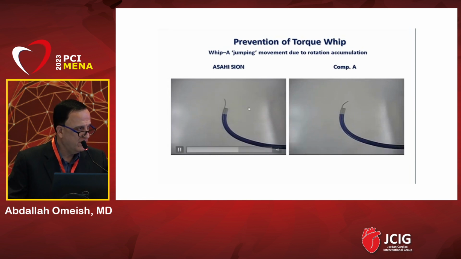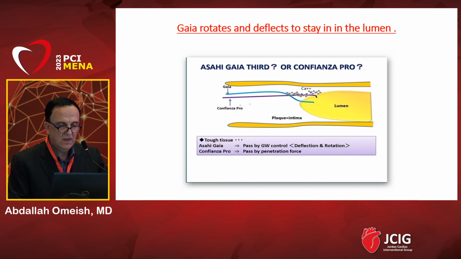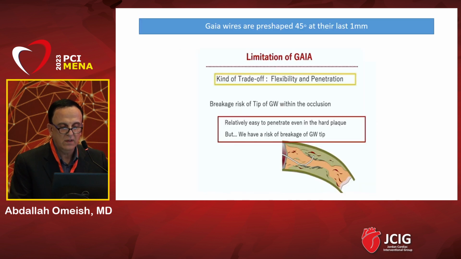This is the Gaia wire, and here we can see that it is used for directional control, and it can help as an intermediate polymeric tapered wire in many CTOs. You can see that, as opposed to the Confianza and Conquest wires, which deflect to stay in the lumen, both of them are stiff.